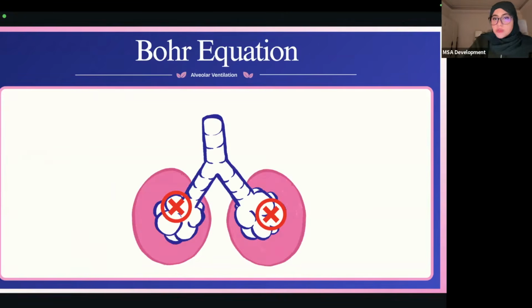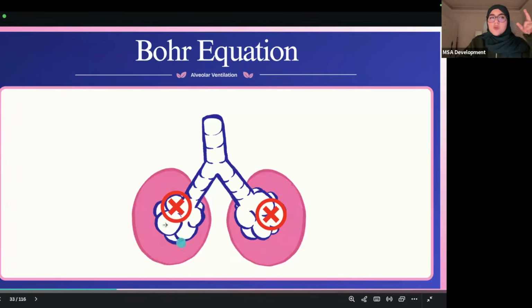Okay, so now let's talk about something called Bohr's equation. I don't know how to say his name, but it mainly focuses on calculating something called physiological dead space. Now, we talked about dead space before, but that was anatomical. All the people on this earth currently have anatomical dead space. It's a space in their lungs that doesn't actually contribute to gas exchange, right? But some people have physiological dead space, or more specifically, pathological dead space.